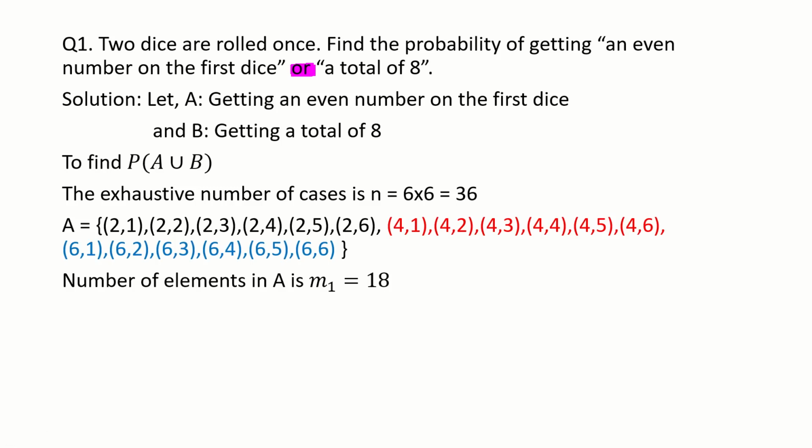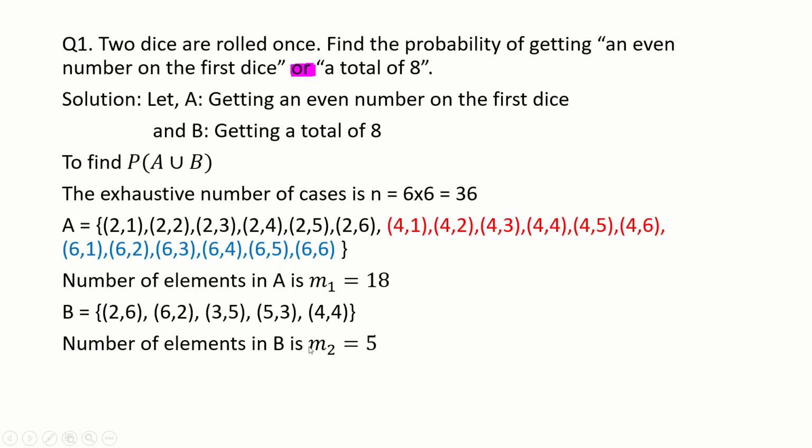Similarly, what will B contain? B means getting a total of 8. So we will write all the elements which sum up to 8. So 2 and 6, the total sum is 8. 6 and 2 sum to 8. 3, 5 also sums to 8. 5, 3 sums to 8. 4 and 4. No more. Only these 5. So the number of elements in B is denoted by M2. We denote it by M2, and M2 is equal to 5.